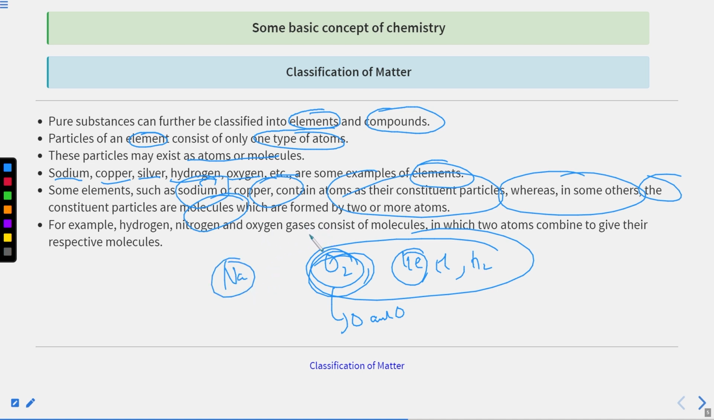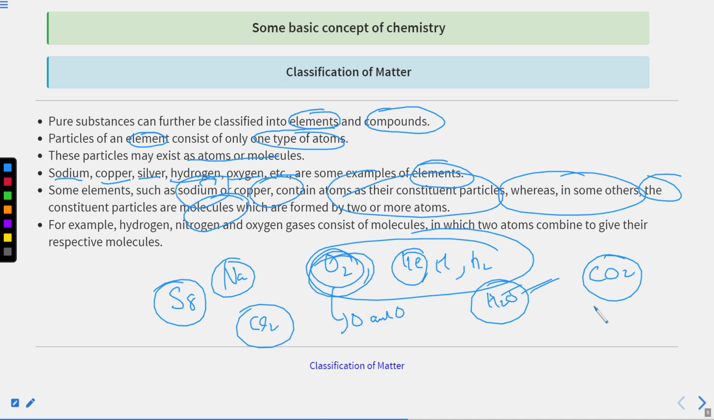Whereas in case of molecules they can have more than two atoms. For example, sulfur is also an element. Then we have oxygen, we have chlorine. All of these are molecules but elements. Now if the constituent particles are not the same, like H2O, that is water, it contains not only hydrogen but oxygen also. Or if we take carbon dioxide, we have carbon and oxygen also, right? So they are not elements but compounds.